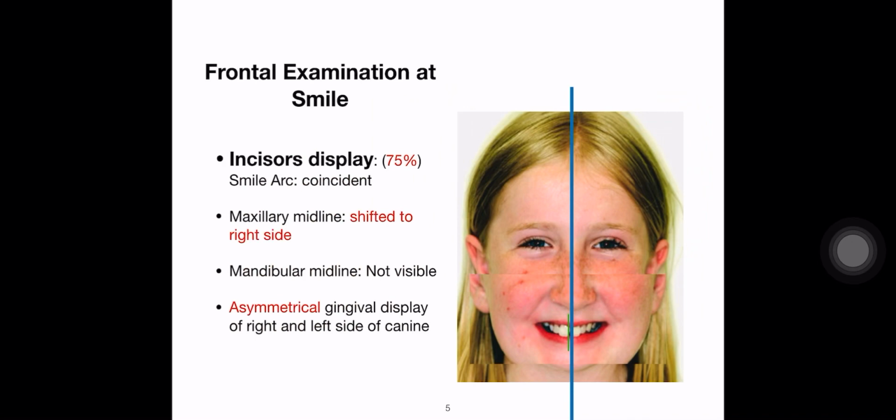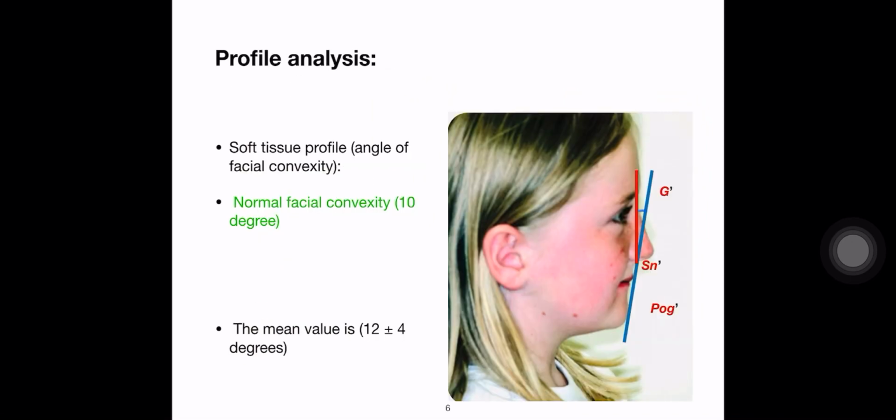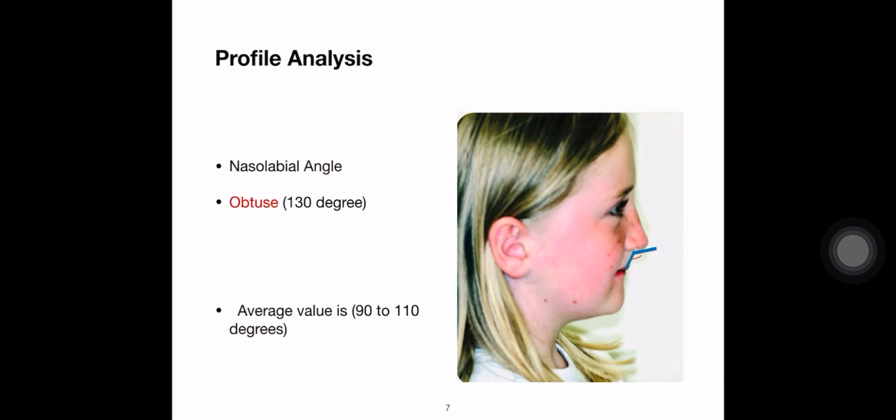In my case, a coincident smile arc. The arc of the upper teeth follows the lower lip. And regarding the maxillary midline, we can see it shifted to the right side with asymmetrical gingival display. Regarding the soft tissue profile analysis, angle of convexity, she has normal facial convexity with an obtuse nasolabial angle.